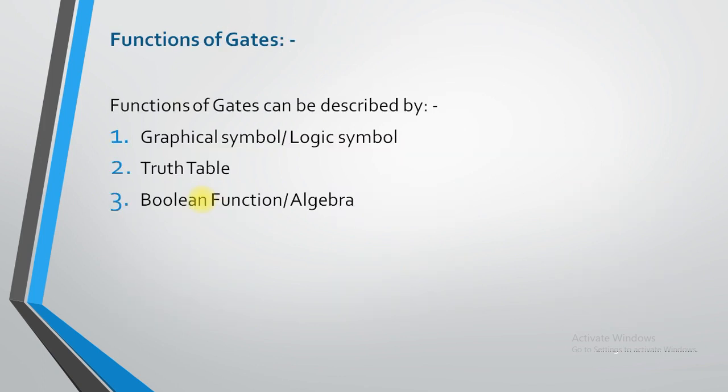The functions of a gate can be described using graphical symbols, truth table, and Boolean function or algebra. So any gate contains 3 basic tasks. That means whenever we describe any gate in detail, at that time we will draw the graphical symbol related with that particular gate. We will write the truth table of that particular gate, and at last we write the Boolean function or Boolean algebra related with that particular gate.